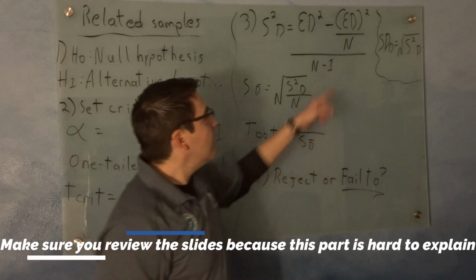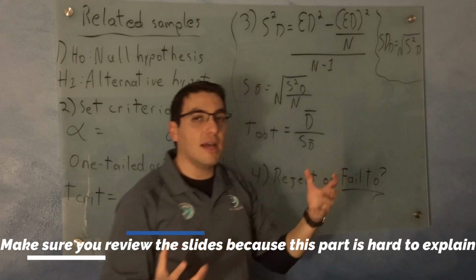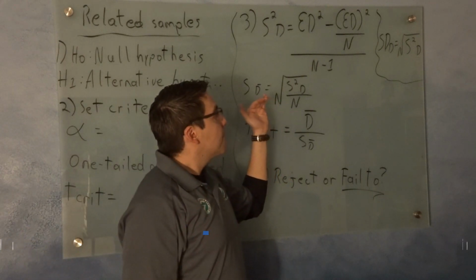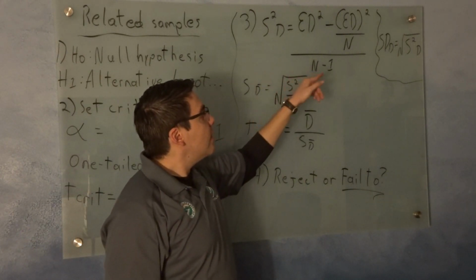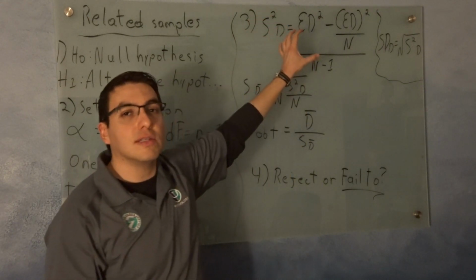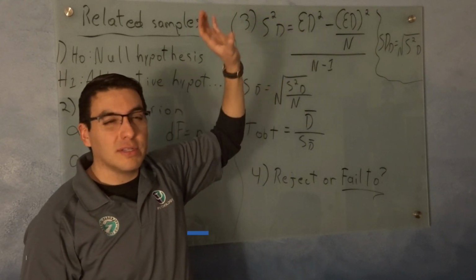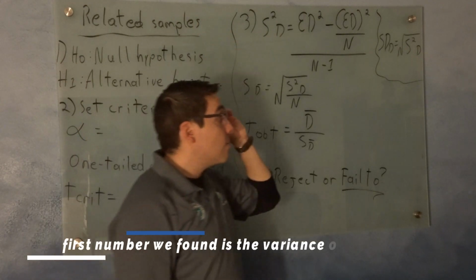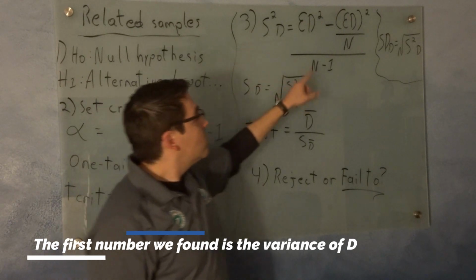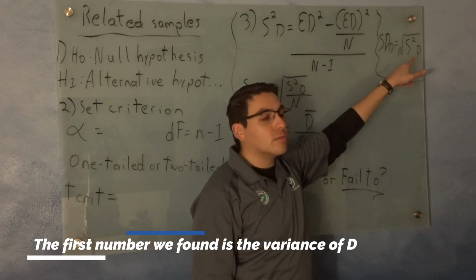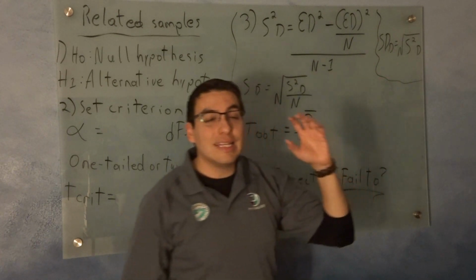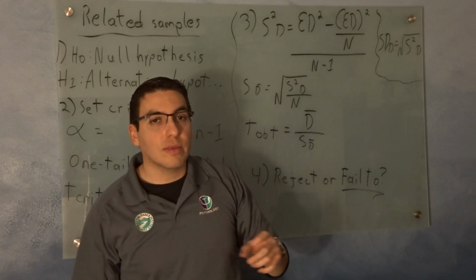I square the 80, divided by the number of students that I have, which is the n. I had 20 students, so I have the n there. I'm going to divide that by n minus 1. That's going to give me this number. This number is the variance of the D. Now, heads up: once you get the variance, take the square root of the variance. That's going to give you what is like the standard deviation of the differential.